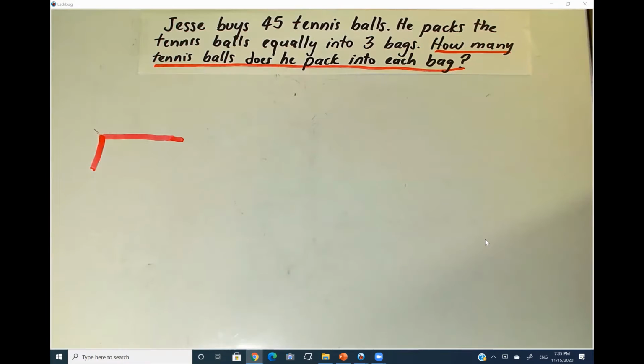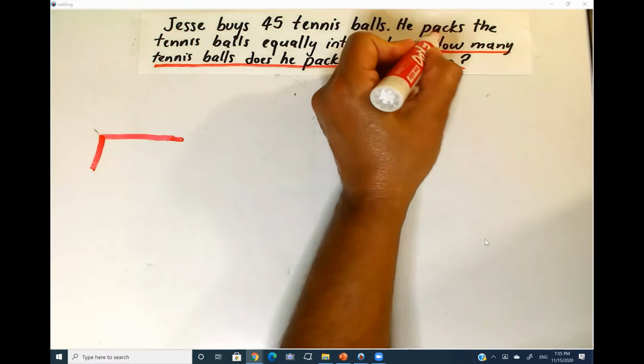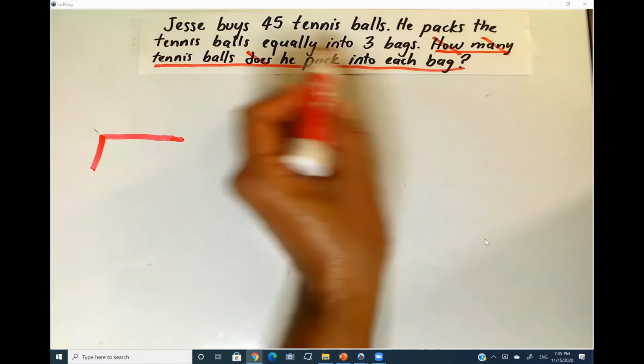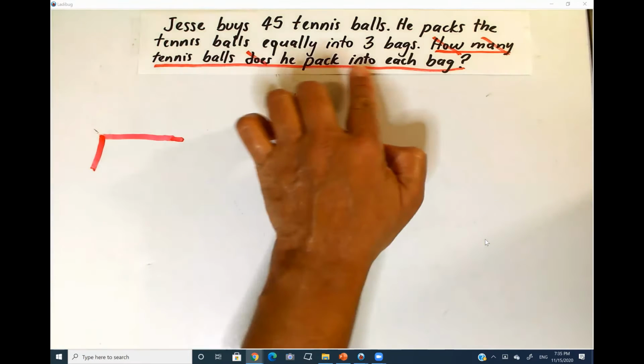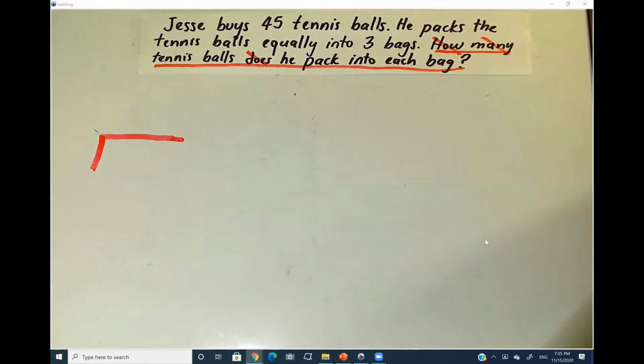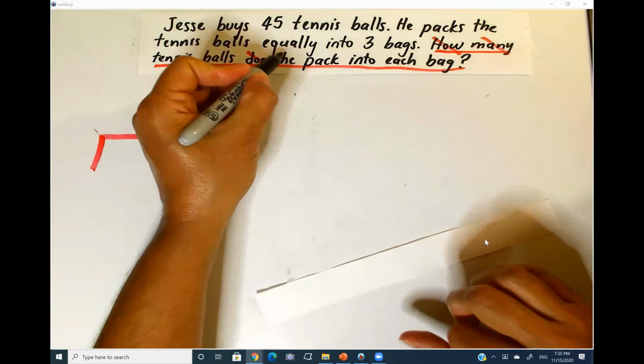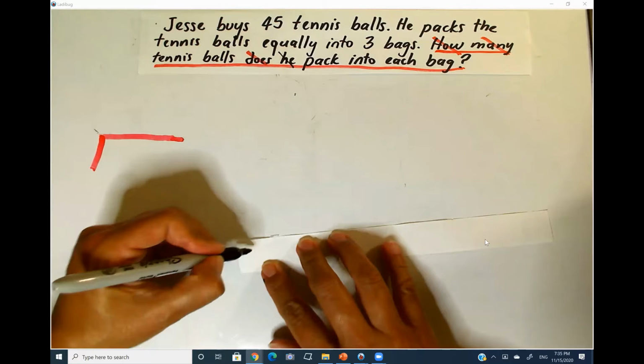Now remember, the answer statement, you cross out how many and the auxiliary verb does. Now using the words left, tennis balls he packed into each bag, we're going to start answering the rest of the question. So we know that we start with the subject, which is he, and instead of he, I'm going to put Jesse, because that's he.